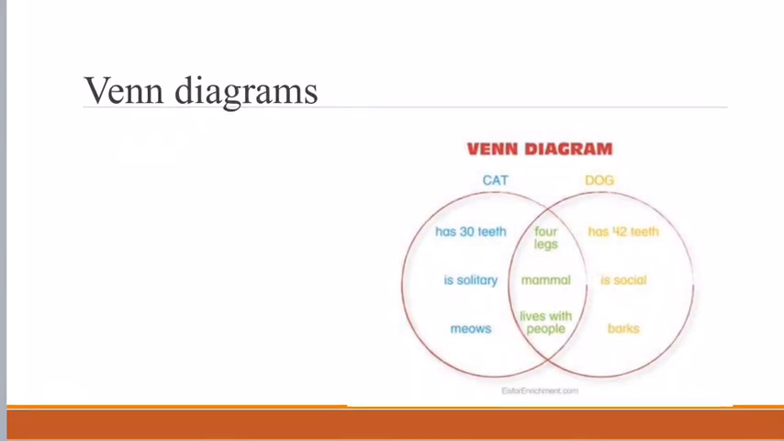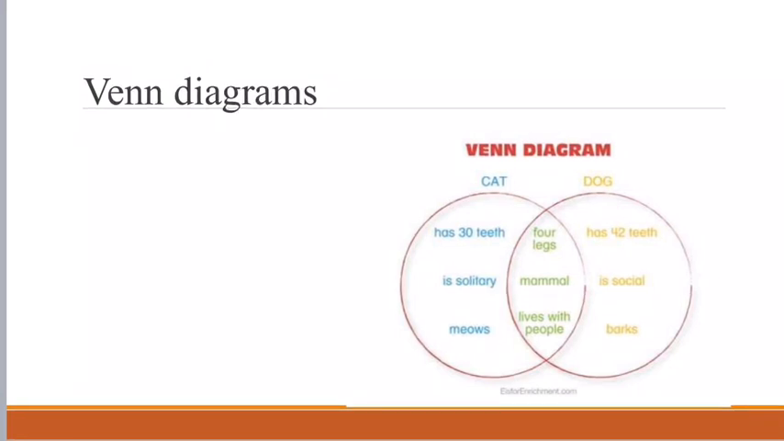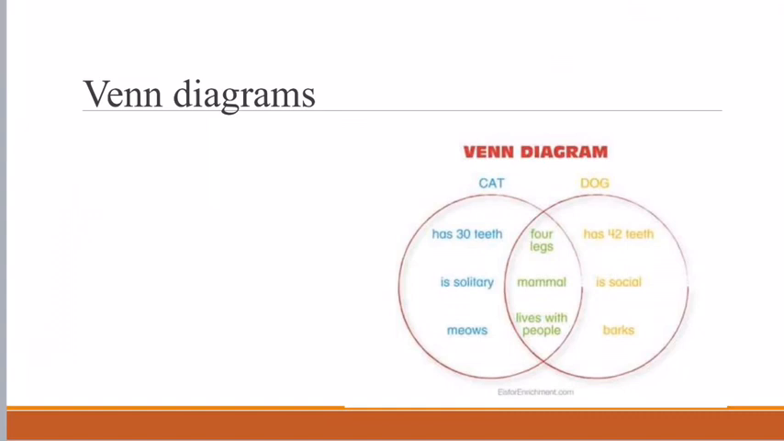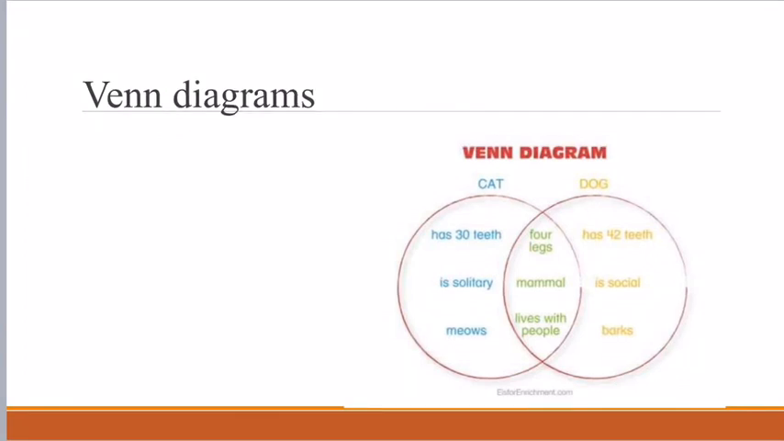On the right, where it says dogs, it says has 42 teeth, is social, so it lives with other people and other dogs, and it barks, makes a different noise. So these are things that only dogs do. Then in the green, in the middle, these are things that both cats and dogs have in common. So 4 legs. Yep, cats have 4 legs and dogs have 4 legs. It's a mammal. Cats are mammals and dogs are mammals. Lives with people. Yeah, you can have a cat in your house and you can have a dog in your house.